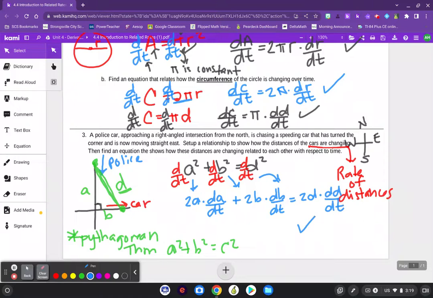Okay, so 4.4 just practices setting up those equations and taking the derivative of those equations. In section 4.5, we will take it one step further and actually substitute values in that we know in order to solve these equations. Let me know if you have questions.